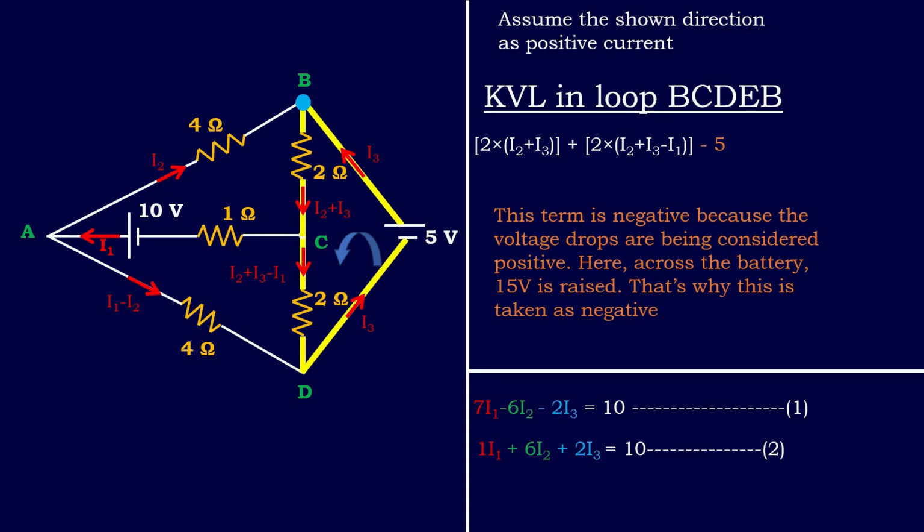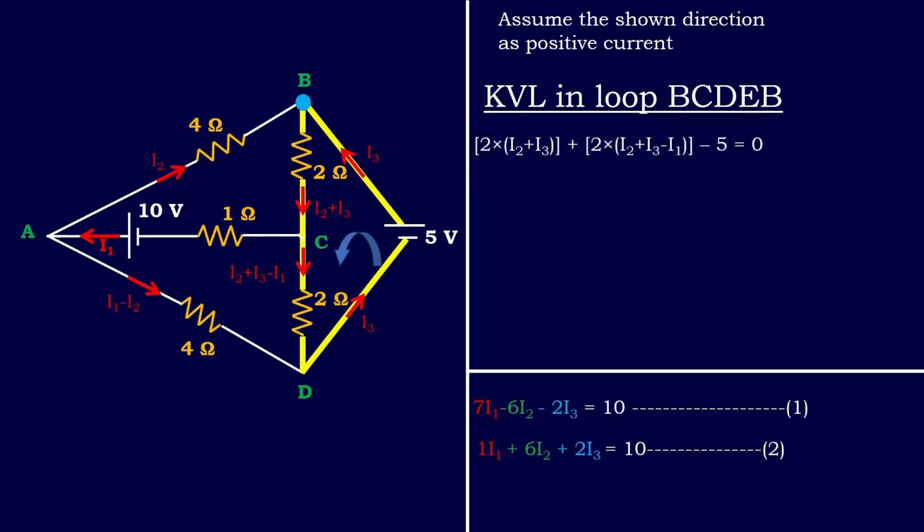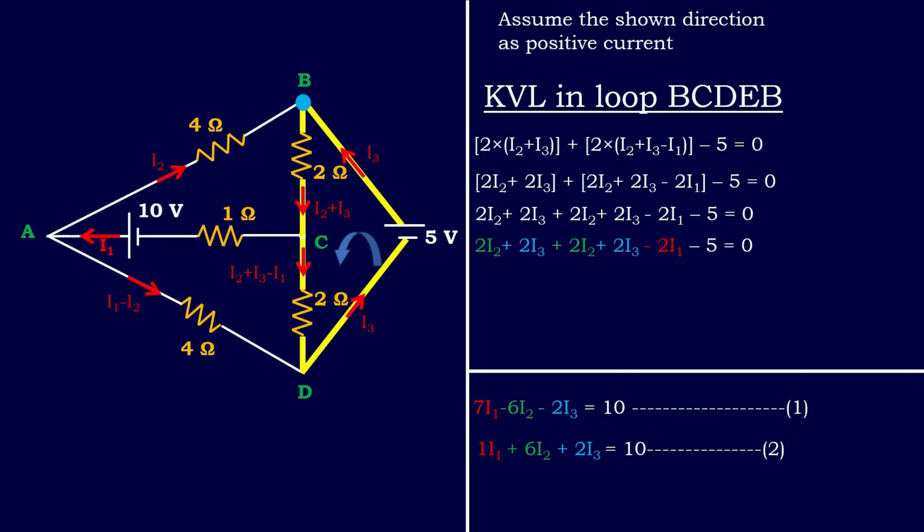This completes the loop. According to Kirchhoff's voltage law, the algebraic sum of all voltage changes in a closed loop is equal to 0. So we equate the equation to 0. Now we collect all the terms containing I1, I2 and I3. After simplifying, we obtain equation 3. We now have 3 simultaneous linear equations with 3 variables, I1, I2 and I3.